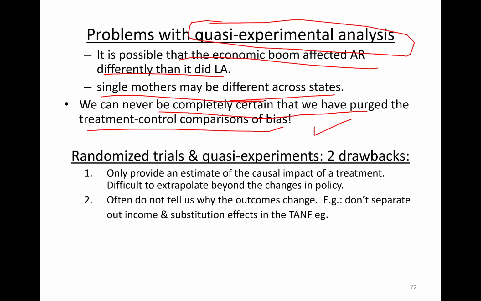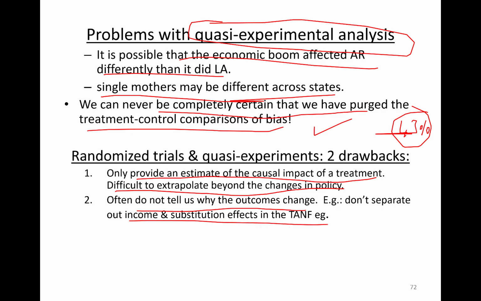So two drawbacks: it only provides an estimate of the causal impact of treatment. It's difficult to extrapolate beyond the changes in policy. So it's hard to say what will happen if we cut benefits by 43% in the future, because it's really going to be different economic times. Often it does not tell us why the outcome changed, so we cannot separate income and substitution effects. However, randomized trials and quasi-experiments are very useful.